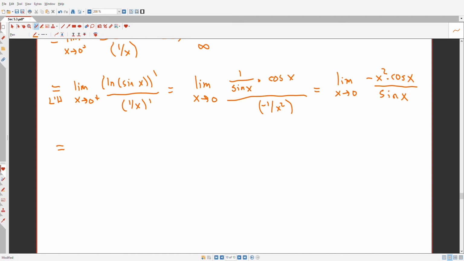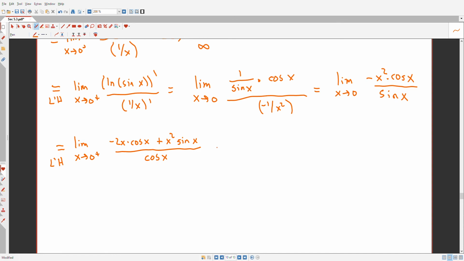If I plug in x equals 0 to this, I will get 0, because 0 squared is 0, times cosine of 0, that's 1. So I get 0 on the top, divided by sine of 0, which is 0. Hooray! All right, so we might want to do L'Hopital's rule again. The derivative of the top would be negative 2x cosine x plus x squared sine of x. And that's all over the derivative of sine of x, which is cosine of x.